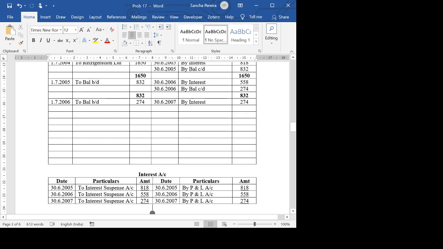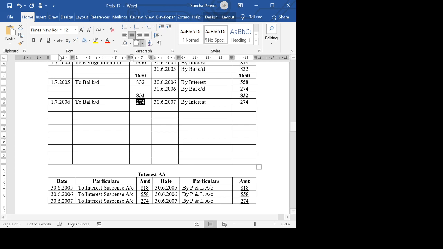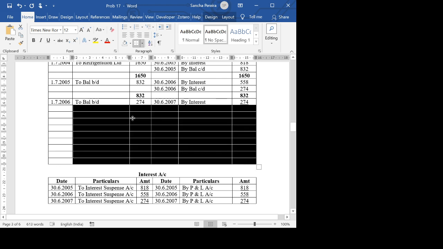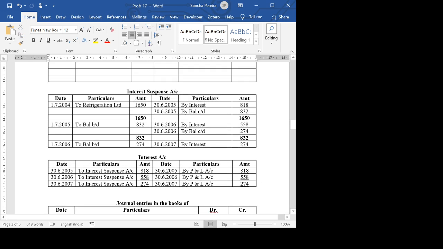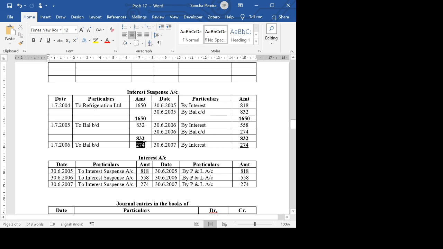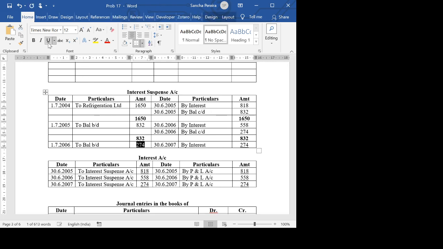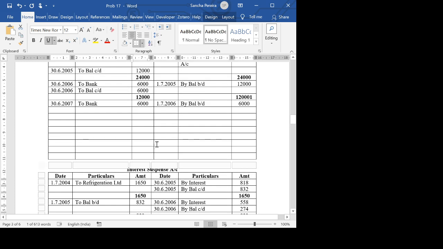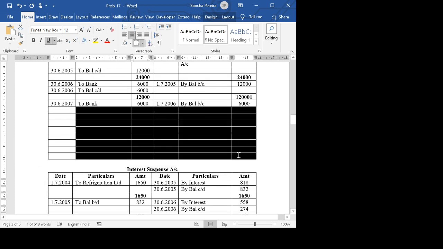So the interest account is done. If you see this, this is also tallying. There's no balance left. That's what I said. There won't be any balance carried down. Whatever balance is there is paid. The interest has been paid. So there won't be any balance. So that's how the interest suspense works. You transfer everything to interest suspense, and year by year you reduce it. So this closes this way. Close this also. There's nothing else. There is no balance carried down. Both are tallying.